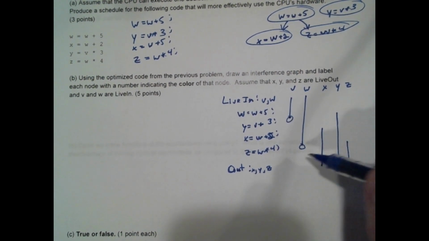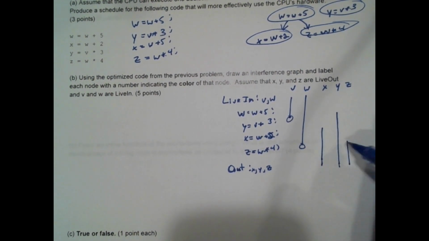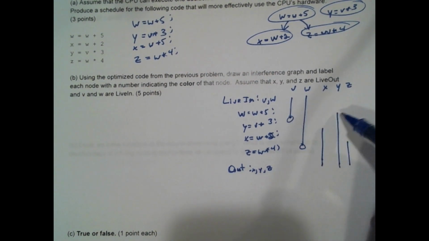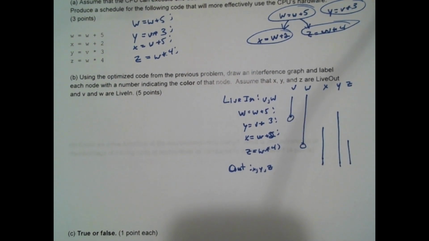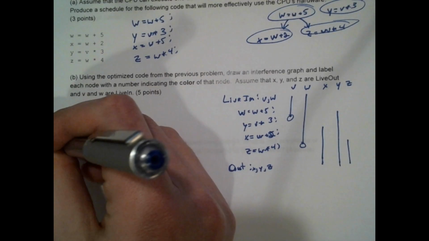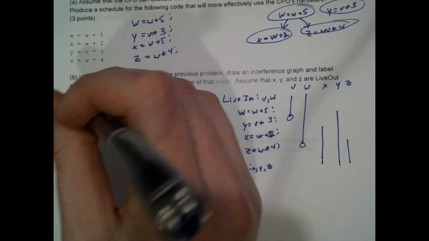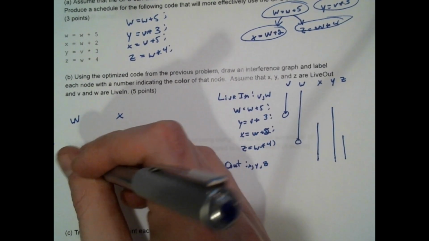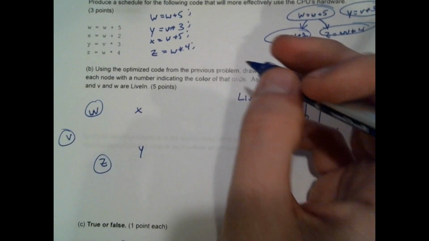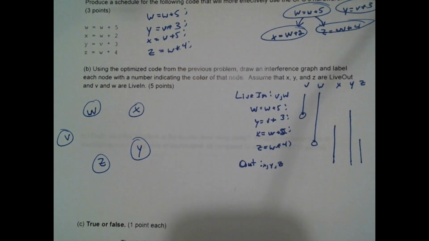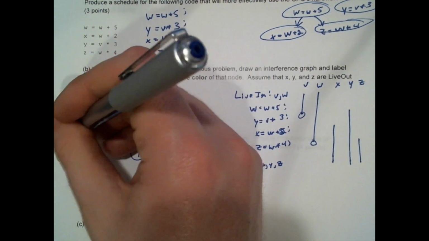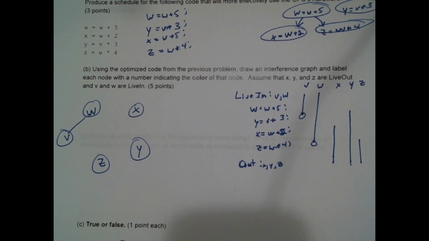So keep in mind, the reason we're drawing these circles is that we can potentially reuse where W was and put Z in that register. We can reuse where V was and put Y in that register if it works out that way. So now let's draw our graph. So we've got V, W, X, Y, and Z. So we need nodes for each of those things. And we are going to draw lines for each variable based on what it interferes with. So V and W are live at the same time. That means they can't have the same color.